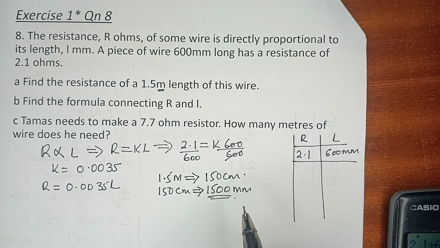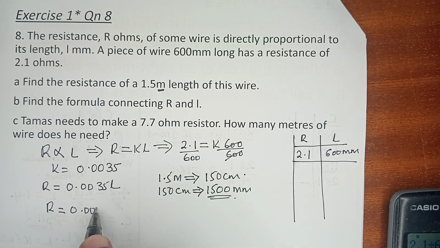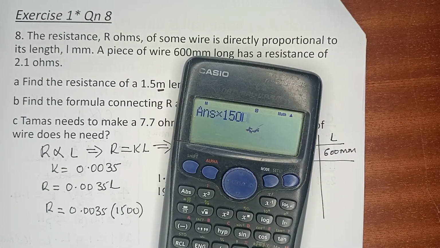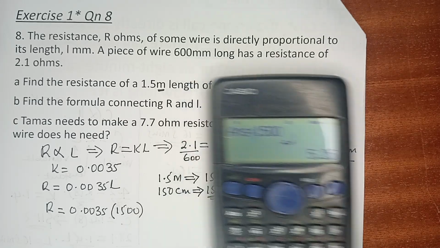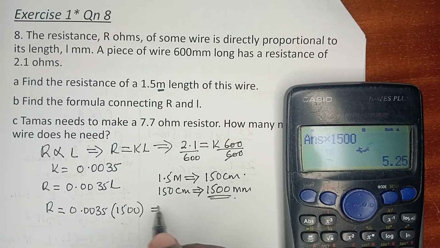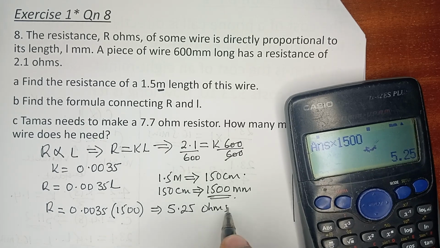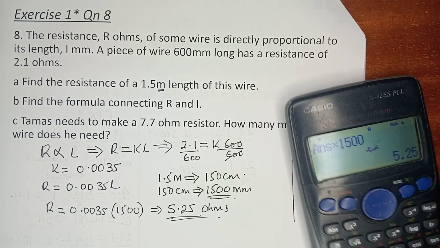So part A of the question, find the resistance of a 1.5 meter length of this wire. The resistance is equal to 0.0035 multiplied by the length in millimeters, which is 1500. And you find that the resistance is 5.25 ohms. That is the answer to part A of the question.